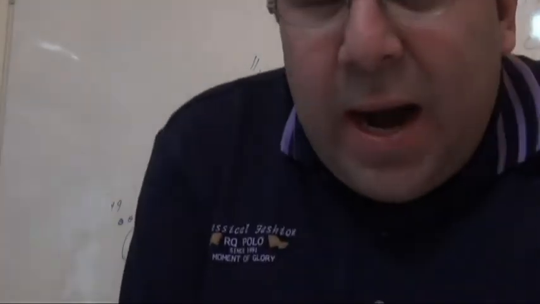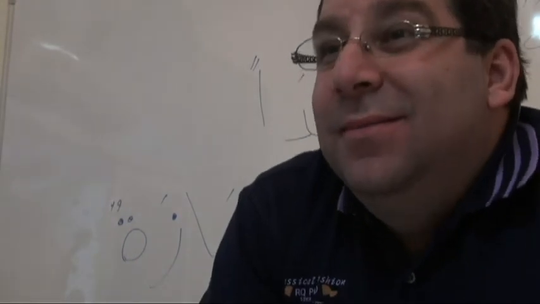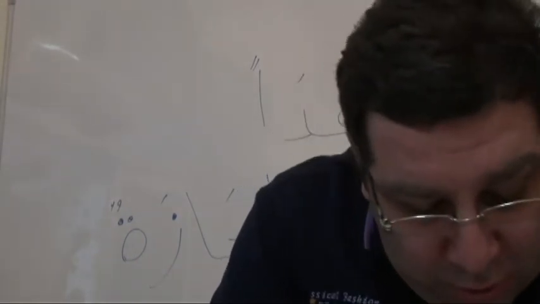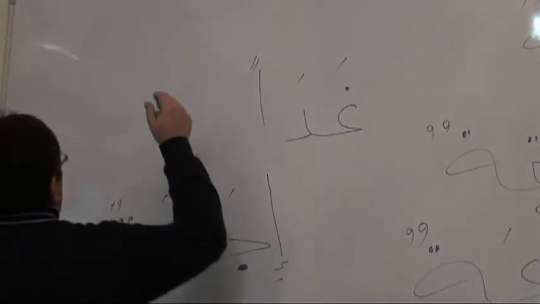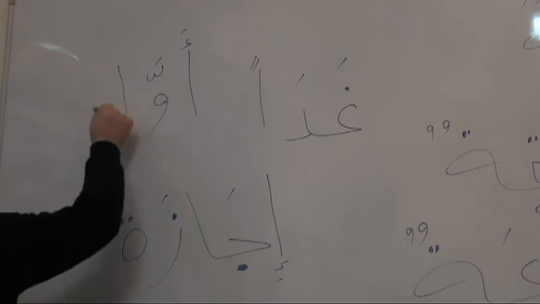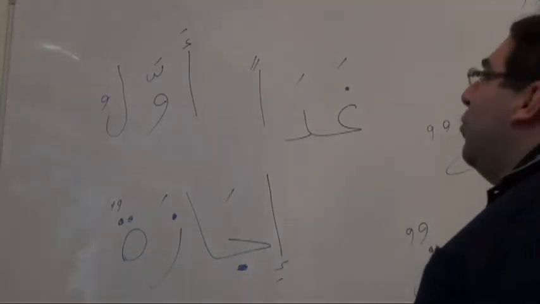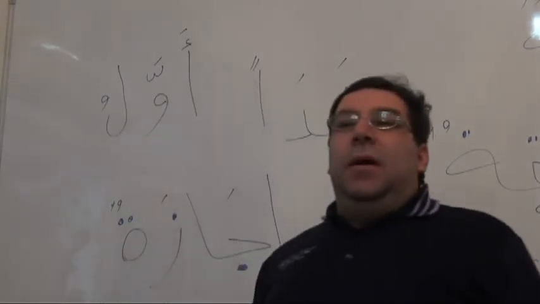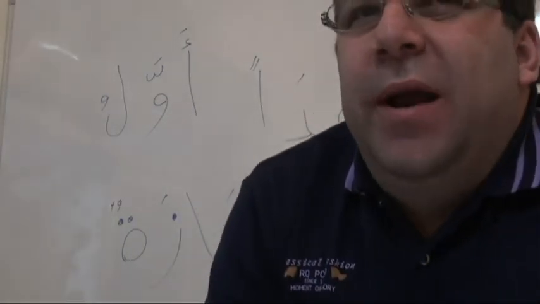Okay, then wa means and ghadan means tomorrow. Awwalu. What is the meaning of awwalu? Awwalu means the first. If we add alif and lam to awwal, it will become al-awwal, and it is one of the names of Allah. One of the 99 names of Allah is Al-Awwal. He is the first, no one before him.